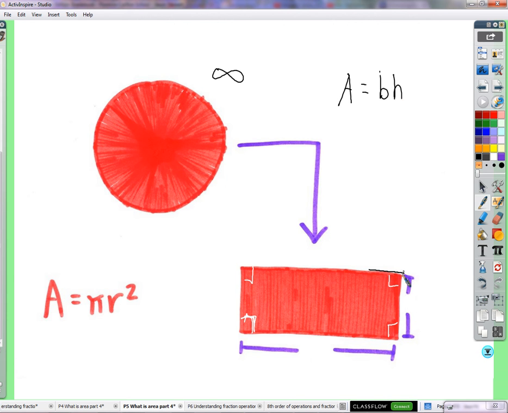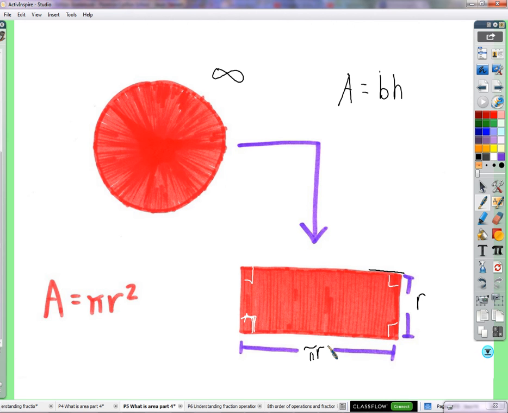How long is this from here to there? It's just the side of a piece that we cut out. The radius. What if I add up all the bottom parts? Half the circumference, which is equal to? One pi r. Base and height. Pi r for the base, r for the height.